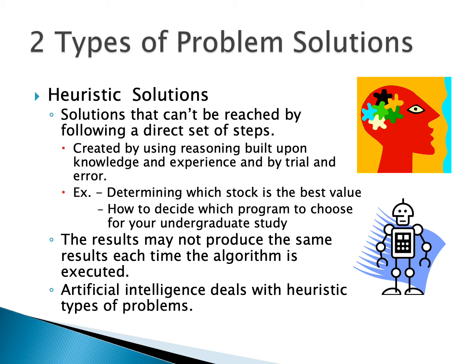Another simple example is how to decide which program to choose for your undergraduate study. It is different from one person to another based on their interest, preference, and also other reasons. Artificial intelligence deals with heuristic types of problems where it can adapt to changes to find the optimal or best solution for the particular time or situation.